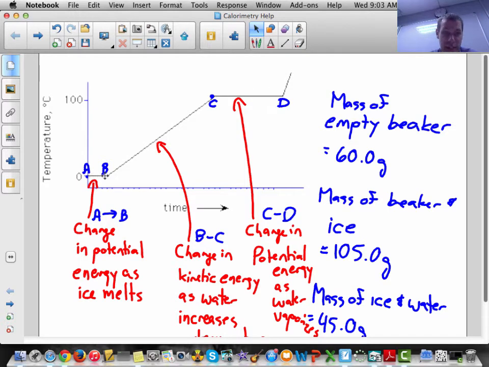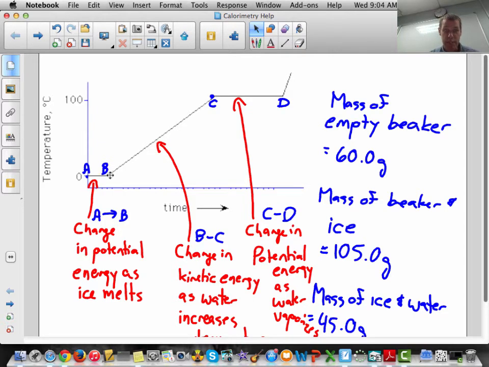So from A to B, you're adding energy and it increases the potential energy of the ice, causing a phase change. The solid molecules separate, they become a liquid. That's an increase in potential energy, and your ice is melting.